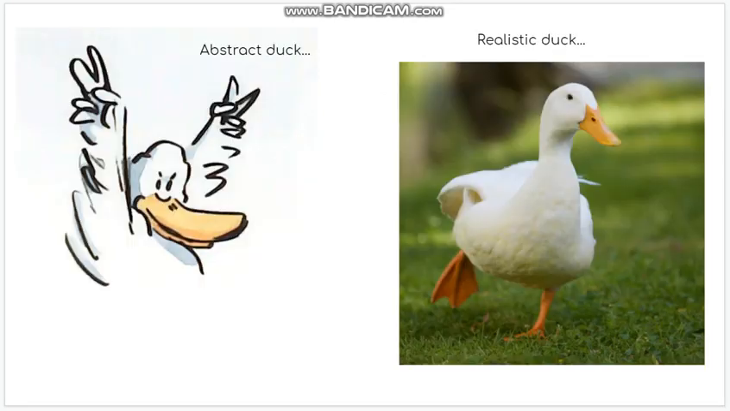So, in our book today, the one on the left, this artist does very abstract art. You can recognize it as a duck, but it doesn't look exactly like the picture on the right. It doesn't look like it could walk up to you in real life.